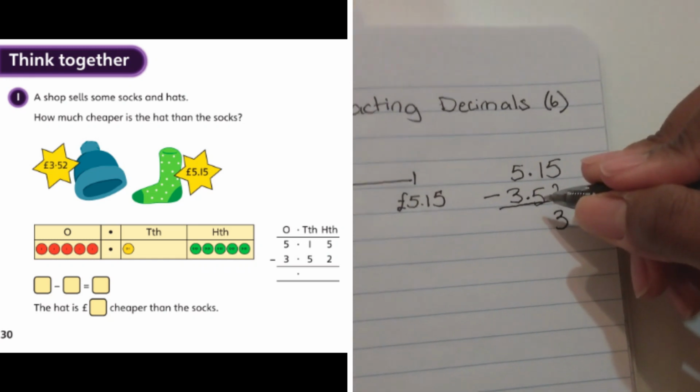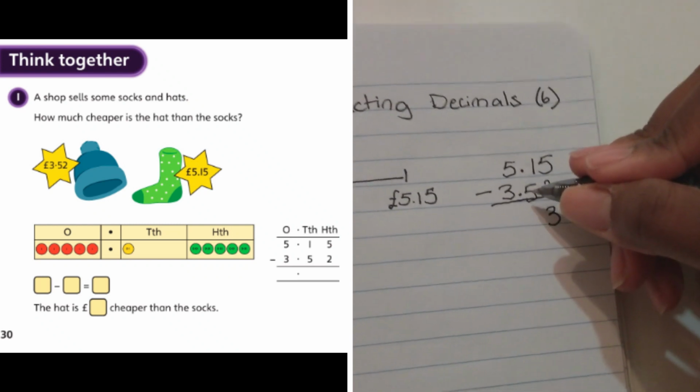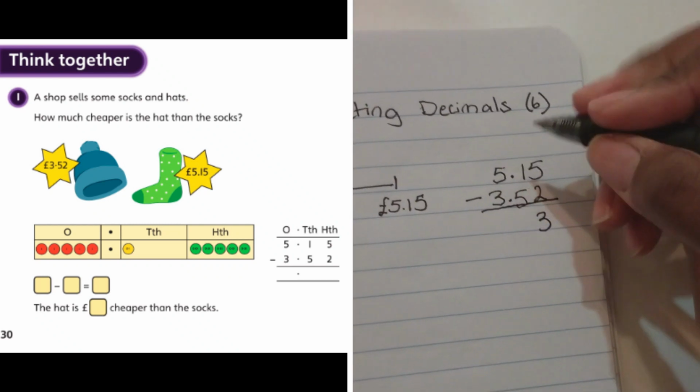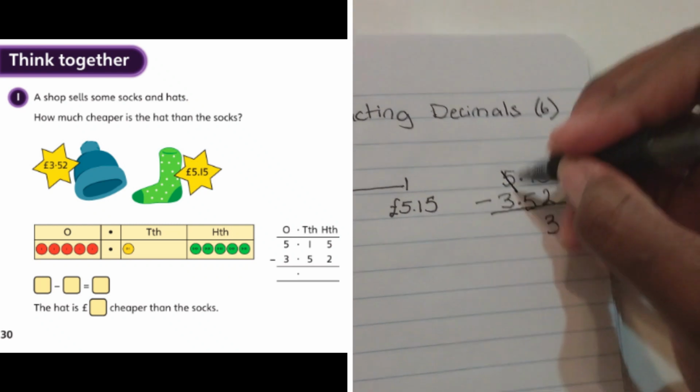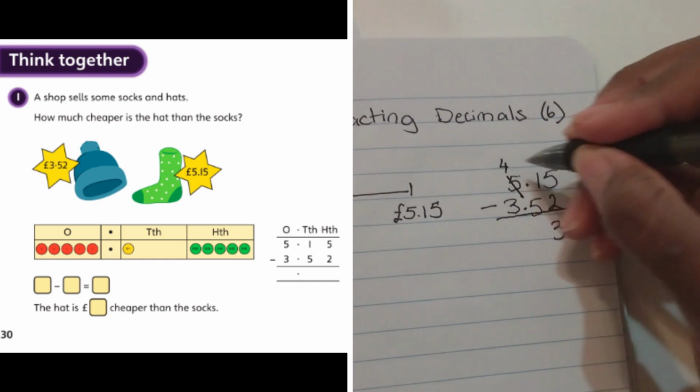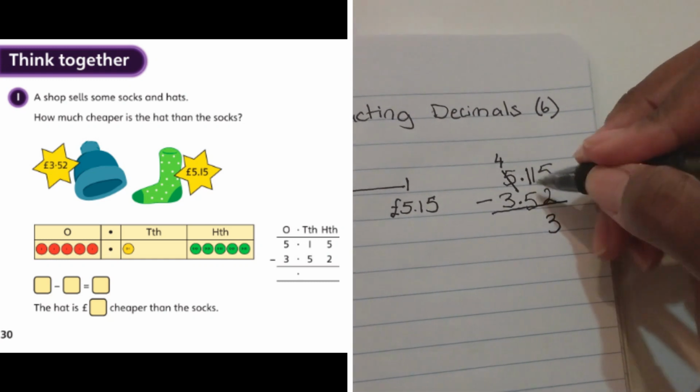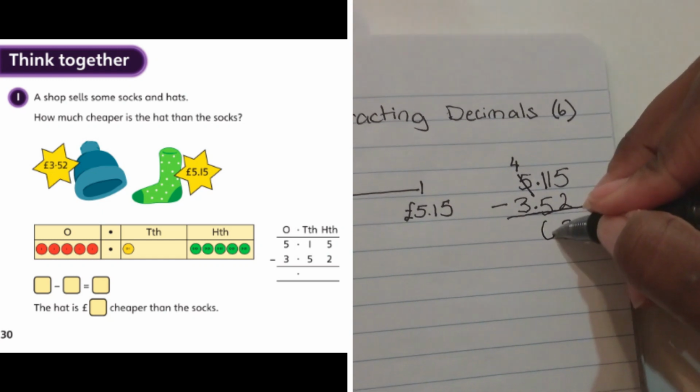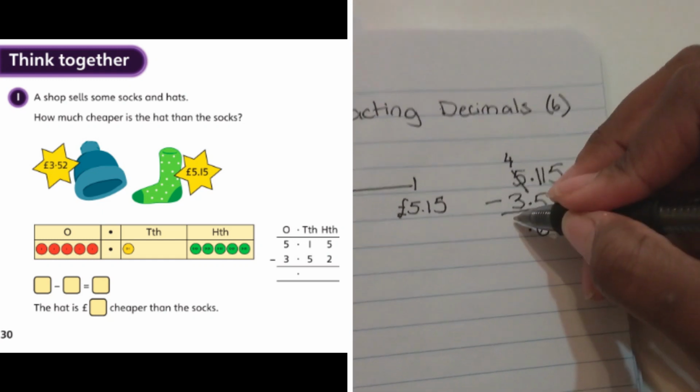1 take away 5. More on the floor, go next door and get 10 more. So I'm going to steal from here. This turns to a 4. This becomes 11. Now I can do it. 11 take away 5 is 6. 4 take away 3 is 1.